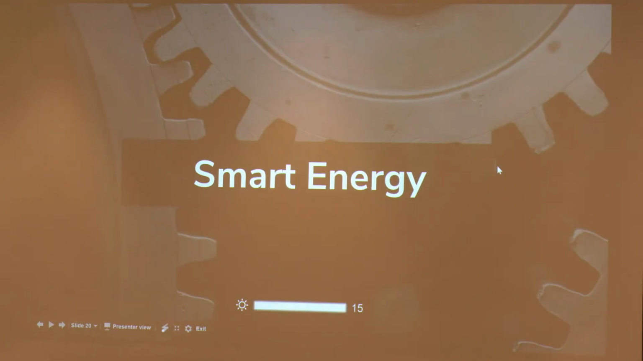Okay. Any other questions? No, okay. So we move on to the last use case, which is smart energy.